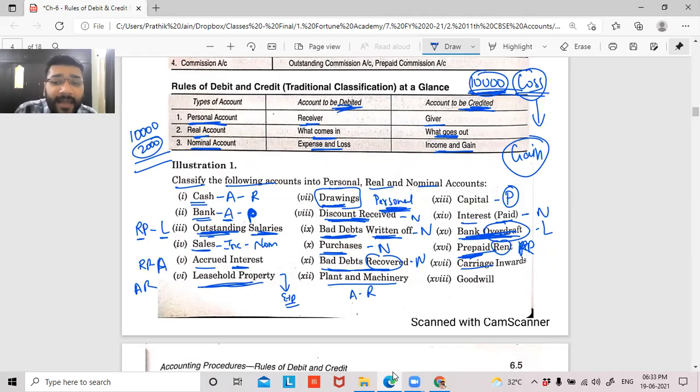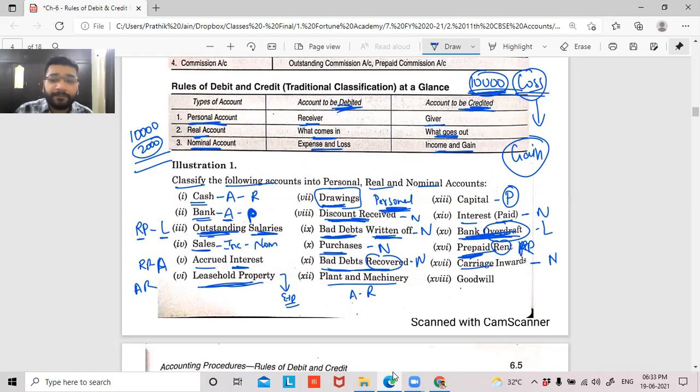Coming to carriage inward, guys, carriage inward is what? It is an expense. Carriage means transportation cost. What is the meaning of carriage inward? You'll understand when you do the practical questions in future. So carriage inward is my expense. It's like my transportation cost. So it is my nominal. I'll have the category of nominal.